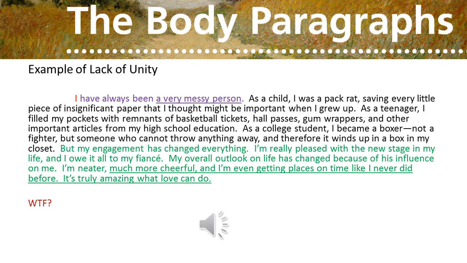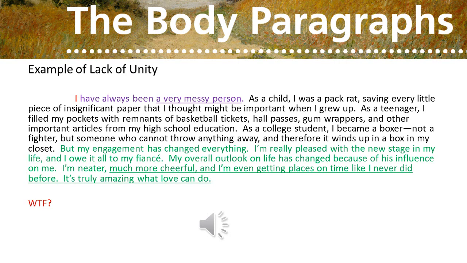I'm neater, much more cheerful. That has nothing to do with being a messy person. And I'm even getting places on time like I never did before. That's a whole different topic. It's truly amazing what love can do. And you see what I've written down there? WTF. Because that's how I feel having finished this paragraph. It is pointless. This paragraph is a disaster.